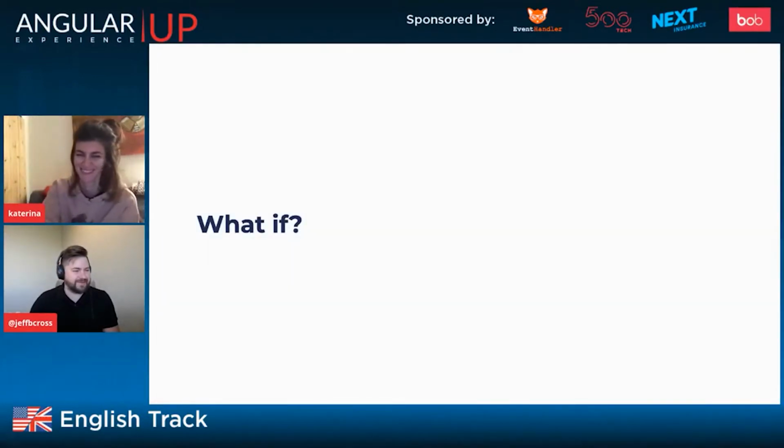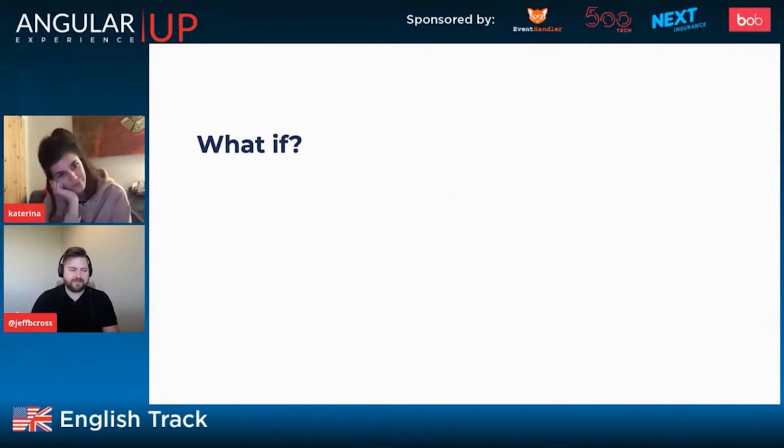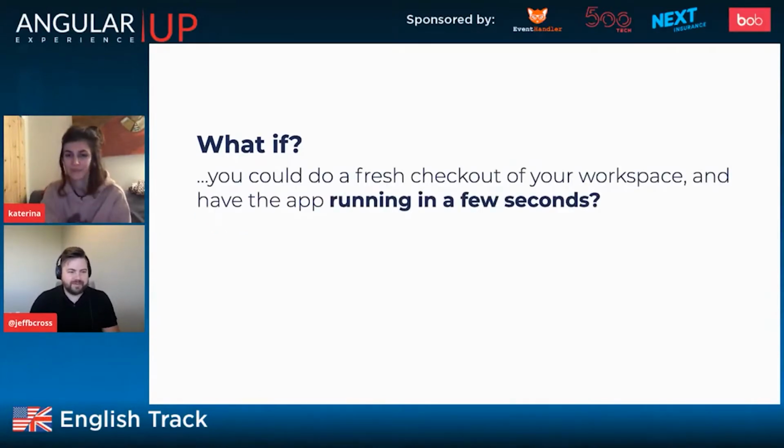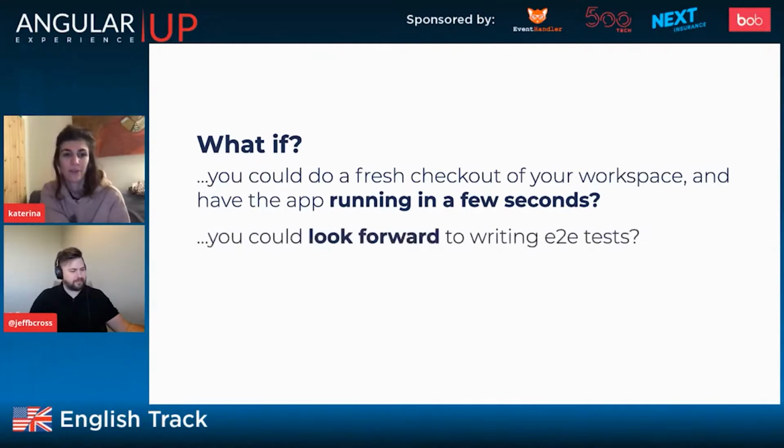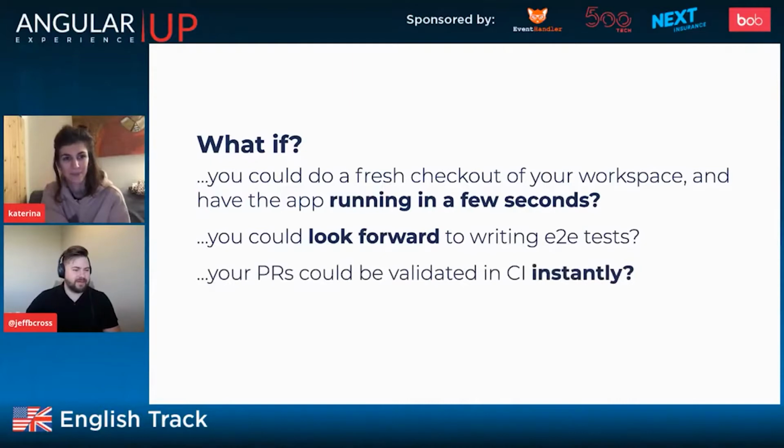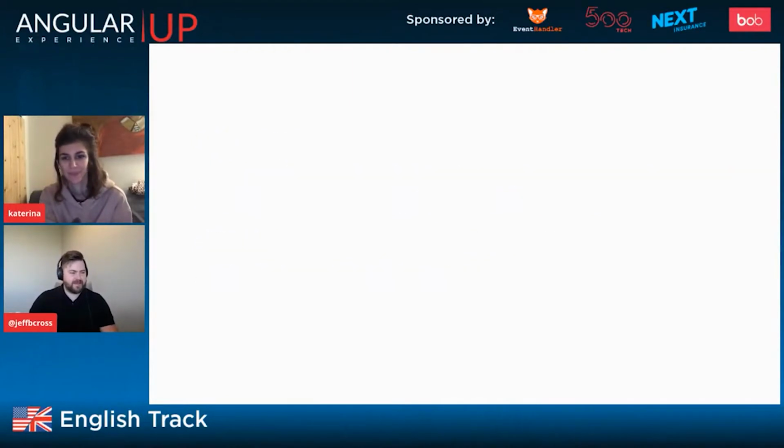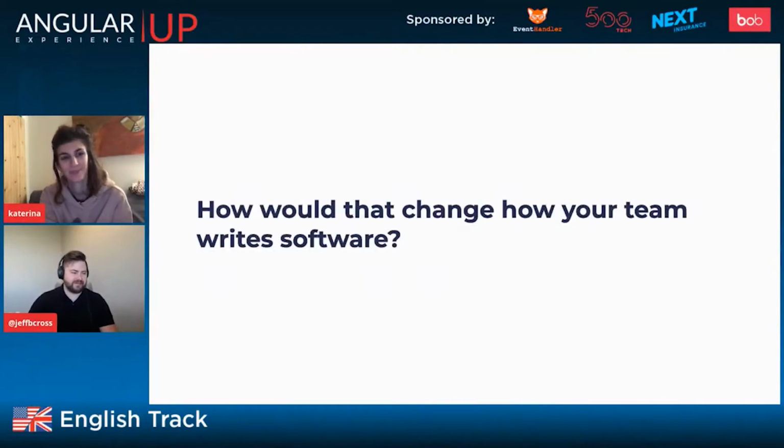We want to start by posing some what if questions to keep in mind as we go through the presentation to get you an idea of the direction we want to go. What if you could do a fresh checkout of your workspace and have the app running in a few seconds? And what if you could look forward to running E2E tests? And what if your pull requests could be validated in CI instantly? How would that change how your team writes software? Would you get more done? Would products get to market faster with the feature set that you wanted to go to market with?